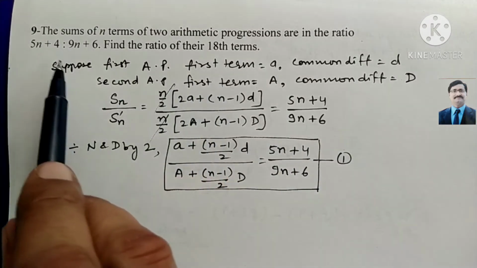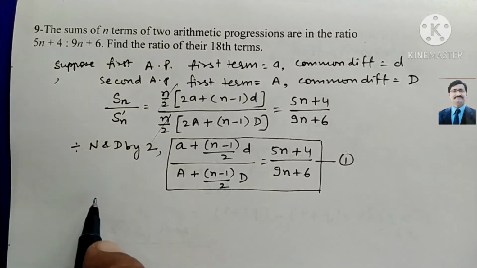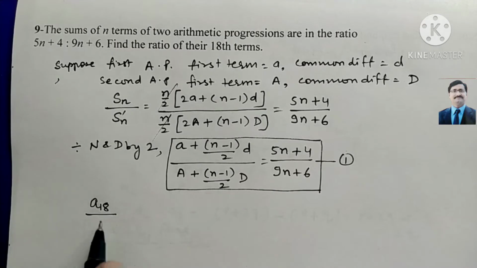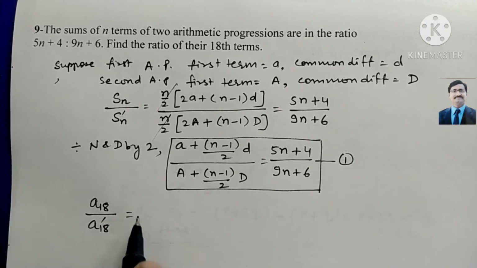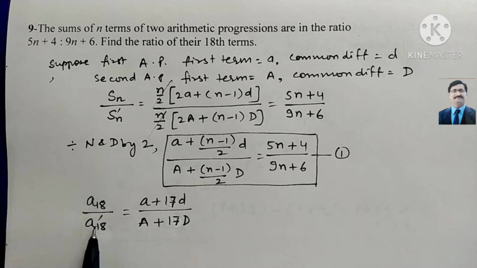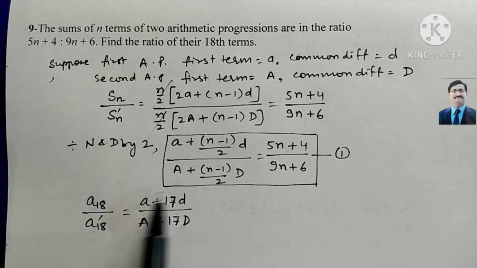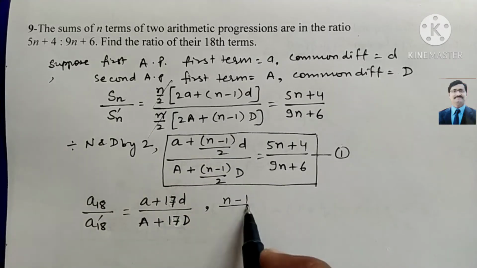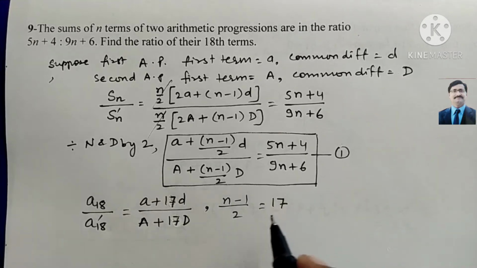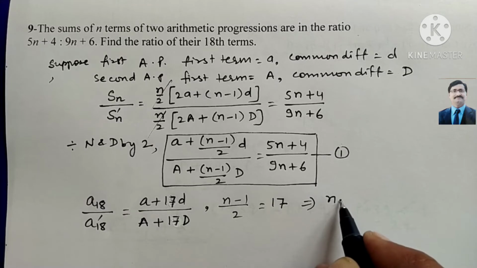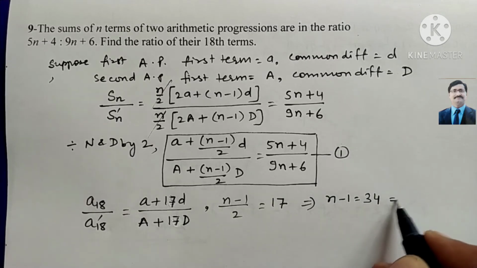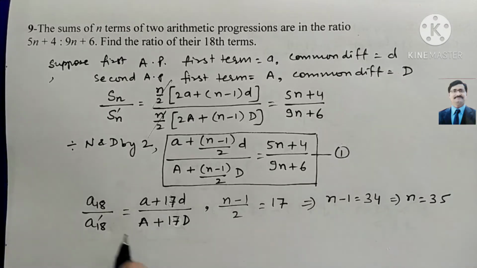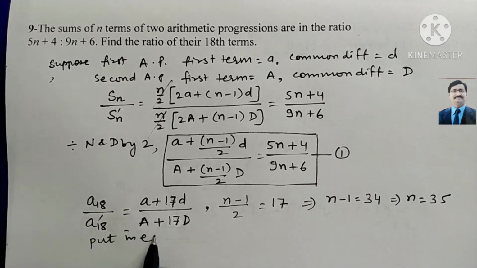Now what we have to find? Find the ratio of their 18th terms. So 18th term of the first AP upon 18th term of the second AP, we can write a18 upon a18 dash, equal to a plus 17d upon capital A plus 17 capital D. Look here, we compare this. In place of n minus 1 upon 2, we want 17. So we solve, we get n minus 1 equal to 34, and this implies n equal to 35.